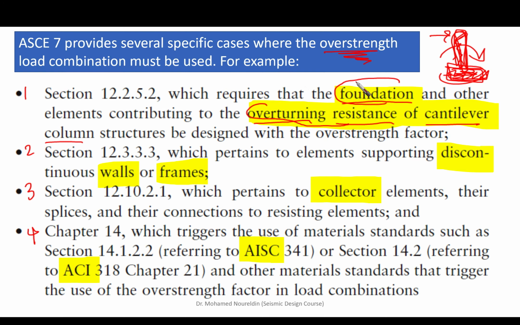So if we have a cantilever whose failure is dependent upon the foundation, then this foundation should be elastic. We're not going to put ourselves in a dangerous situation by allowing inelasticity here. No, we need it to be elastic.